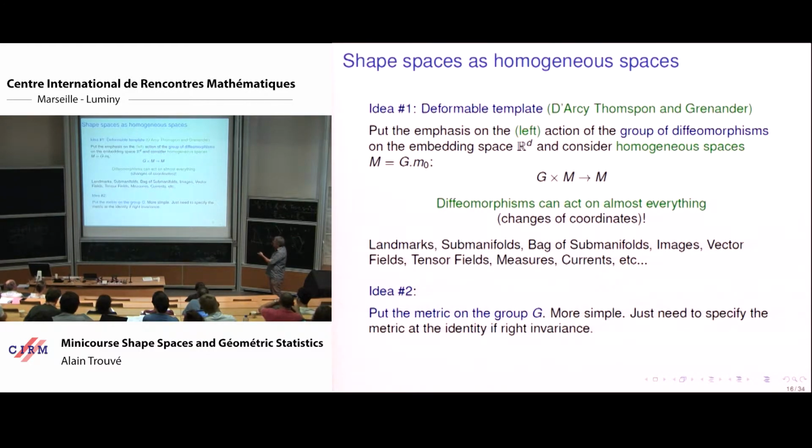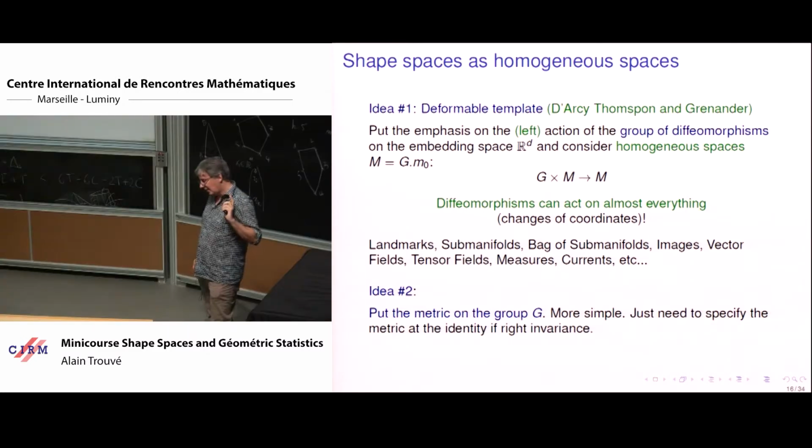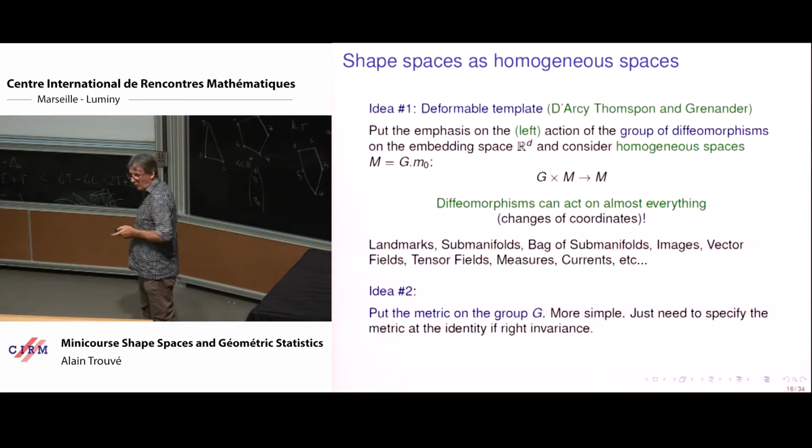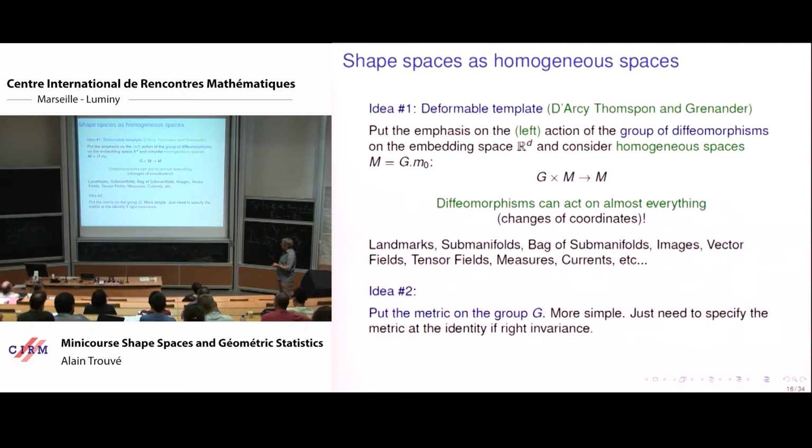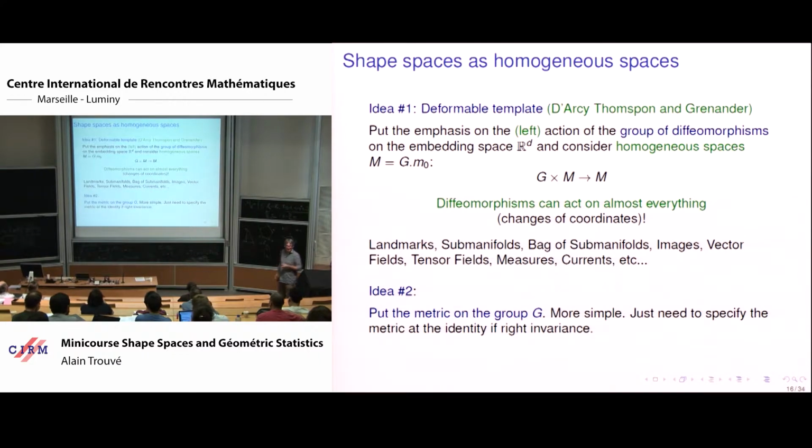And so what I say is that, using deformation, you can act on landmarks, manifolds, images, vector fields, and currents. Currents are very important to represent shape. I will not have time to say more, but we have a talk tomorrow showing that representing a shape as a current is very good, and it's not hard at all to transport it using diffeomorphisms. Okay, so the second idea is to put the metric on the group, because this is simpler.